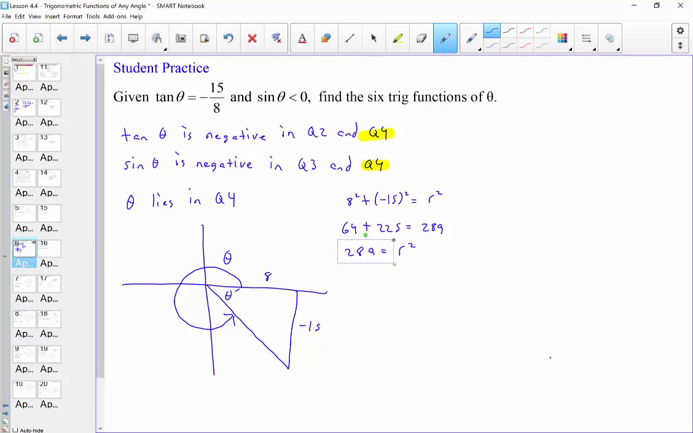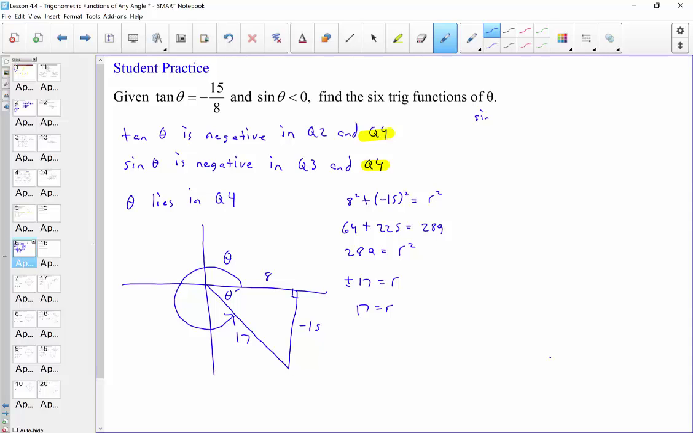In order to solve for r, we can take the square root of both sides. So r equals plus or minus 17. But we know that the hypotenuse, or the radius of the circle, is always positive. So we can throw out the negative, and r equals a positive 17. We can label that in our diagram here. And now we know all three sides of our triangle. So now we can find the 6 trigonometric functions.